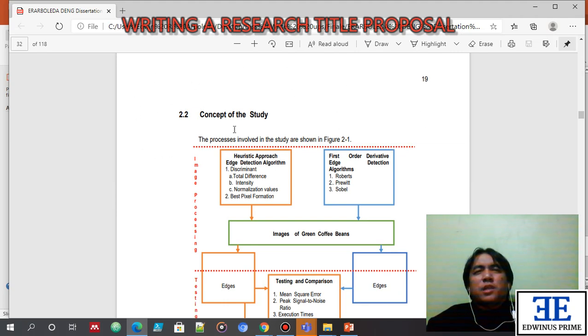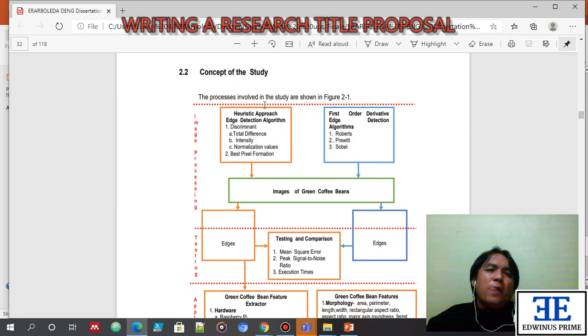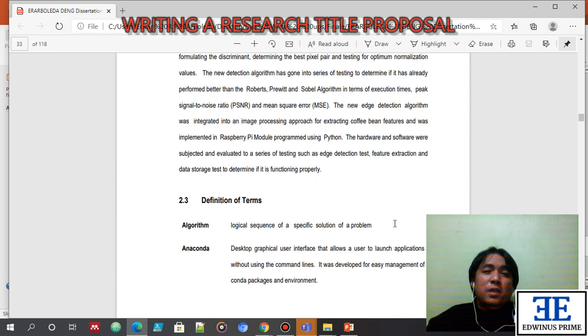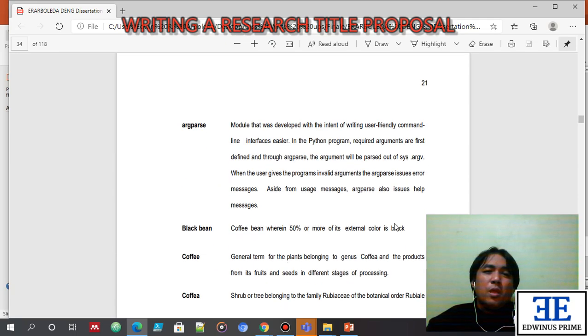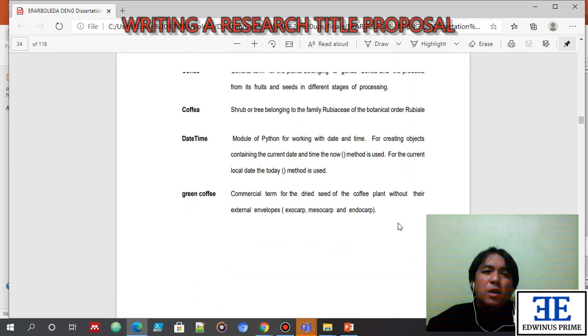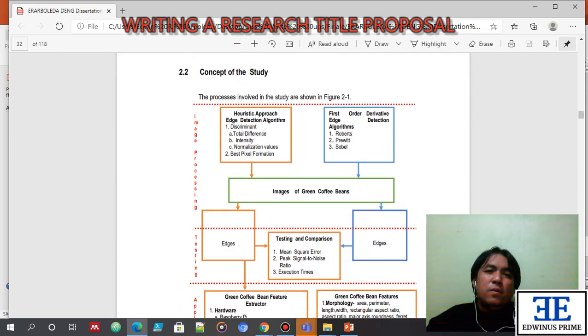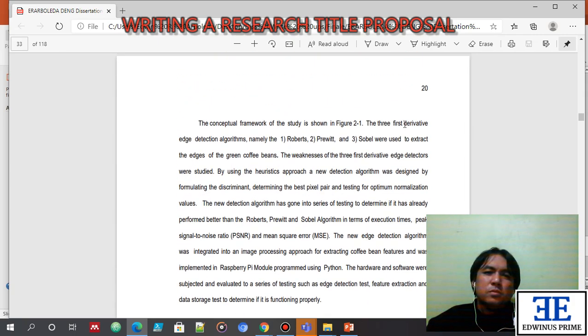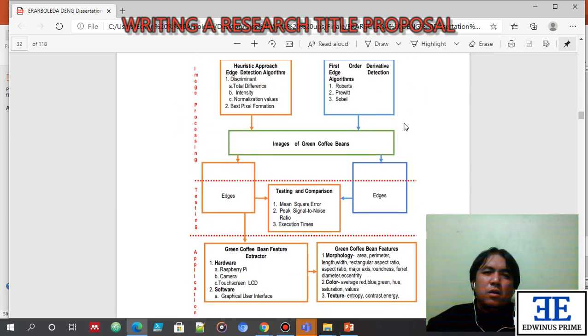Chapter 2 is the theoretical framework. I included the concept of the study, the conceptual framework of the study. In other schools, the concept of the study is in chapter 3 or in the methodology. So what is your concept?